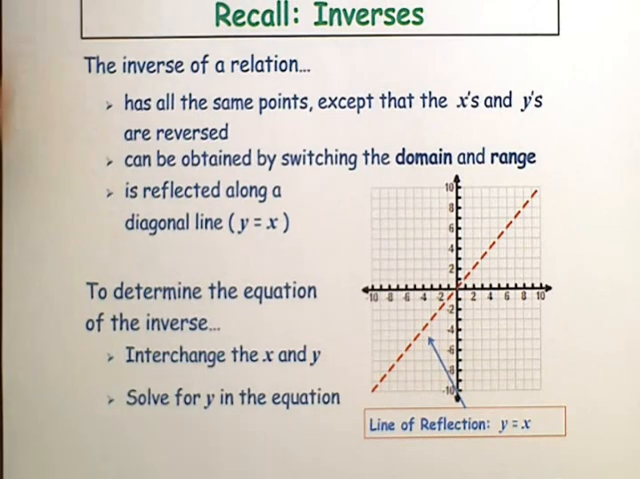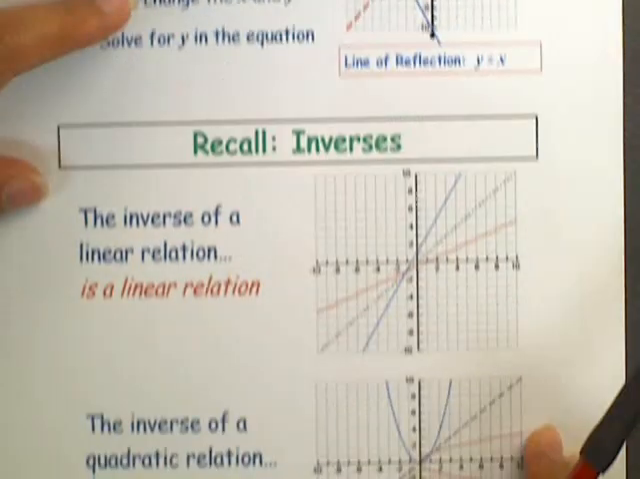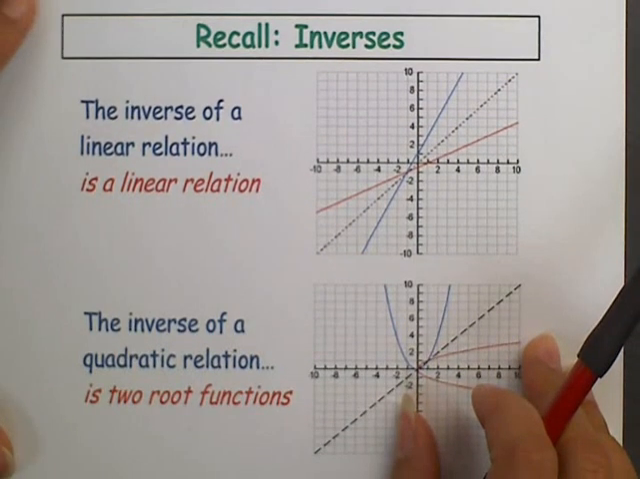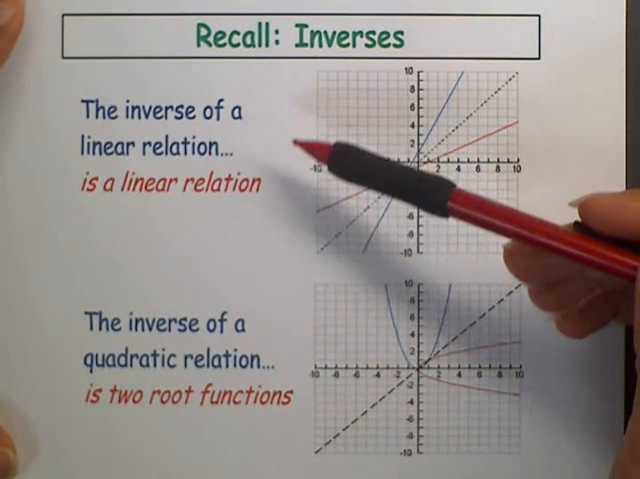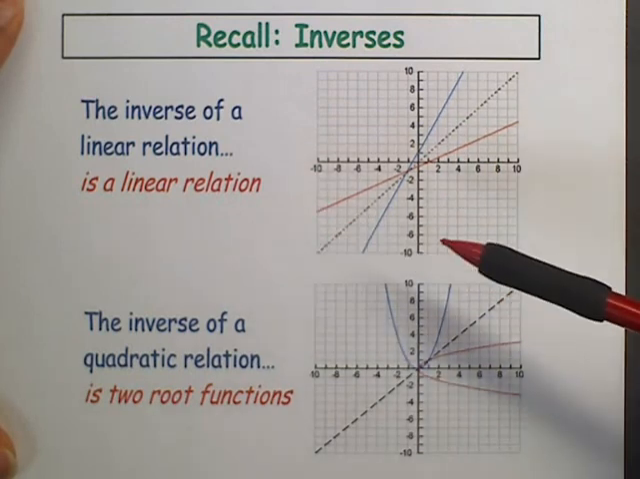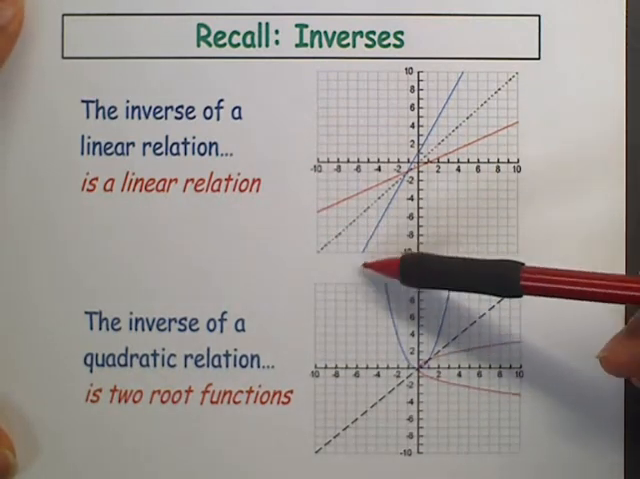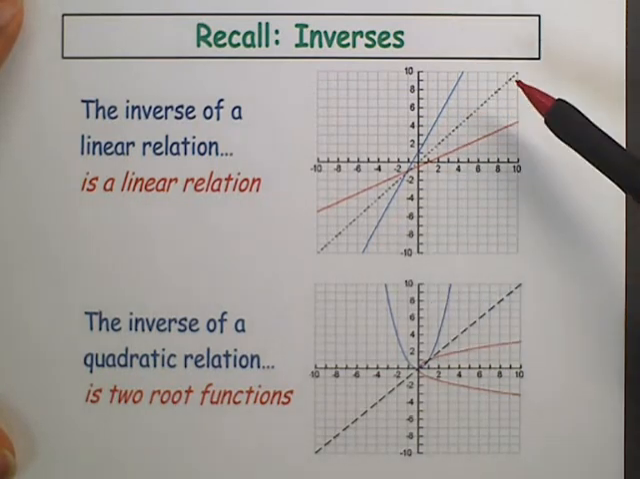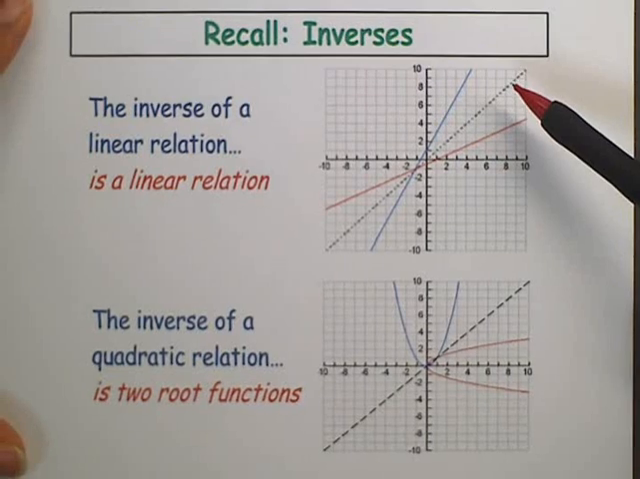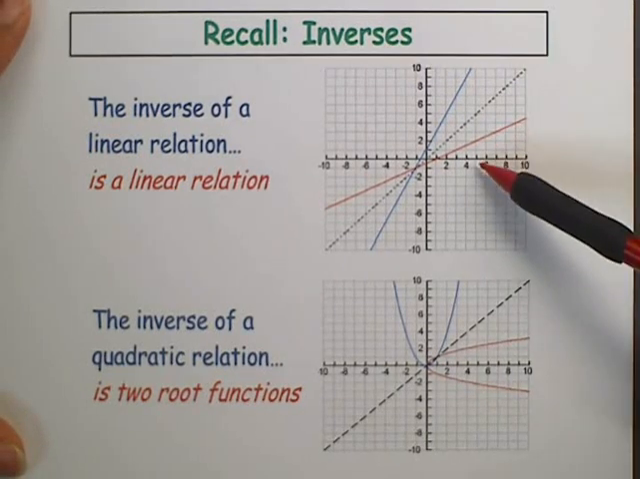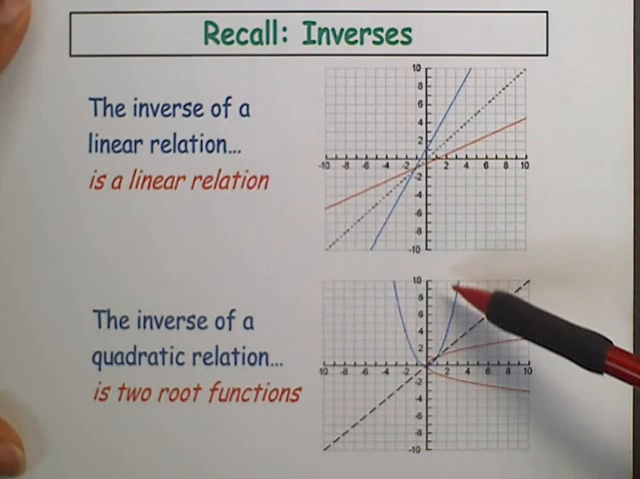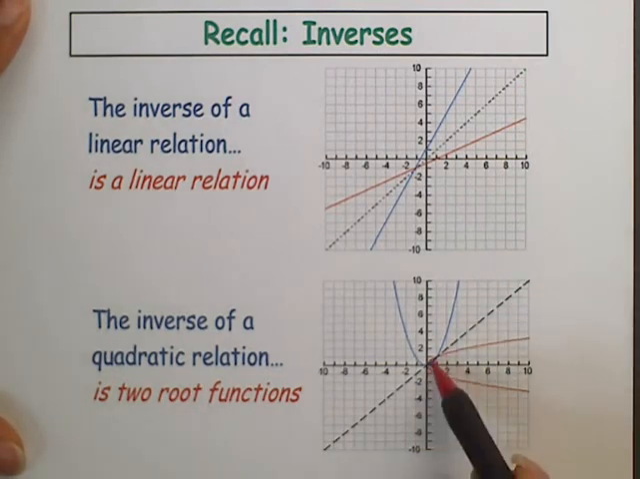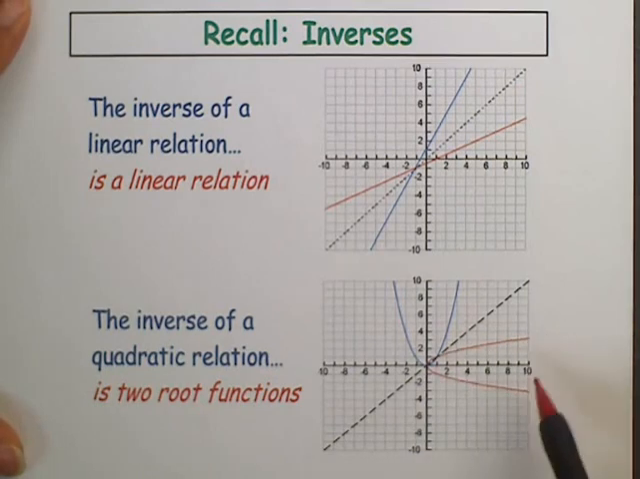In terms of some inverses that you know, the inverse of a linear relation is a linear relation, and you can see that in the graph here. So the original function is the blue function here. That's the original linear function that I've graphed. And the inverse, as you reflect it along the line y equals x, is the red line that's drawn there as well. The inverse of a quadratic relation, so that's the blue graph there, is two root functions. So you have a positive root function at the top and a negative root function at the bottom. And you can see that it's reflected along that diagonal line.